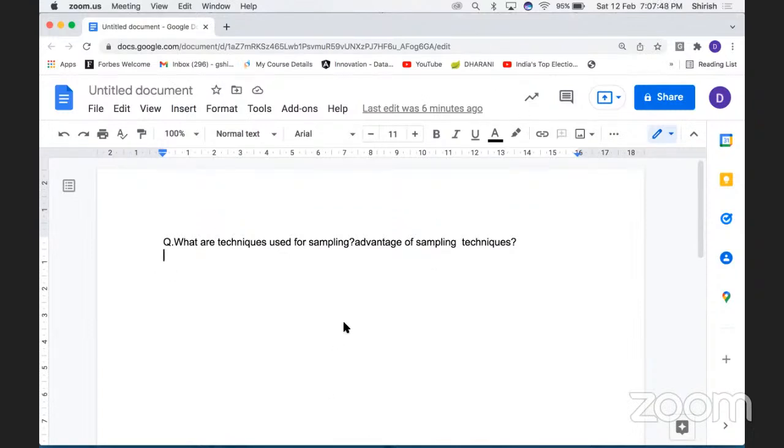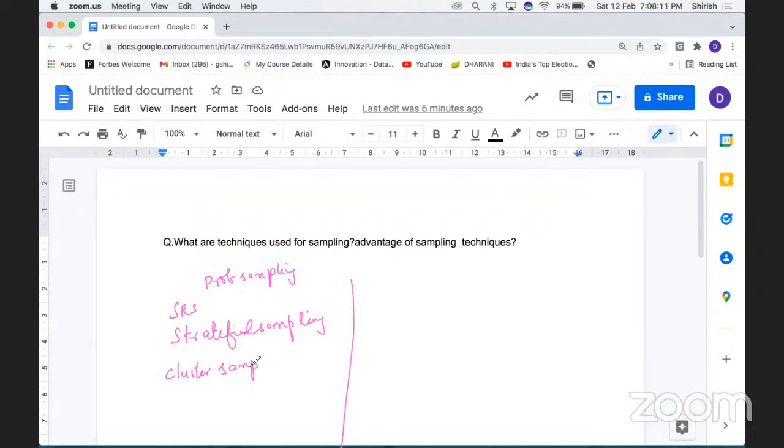In this, if I divide them, in probability sampling you have simple random sampling, you have stratified sampling, and also you have cluster sampling, right?